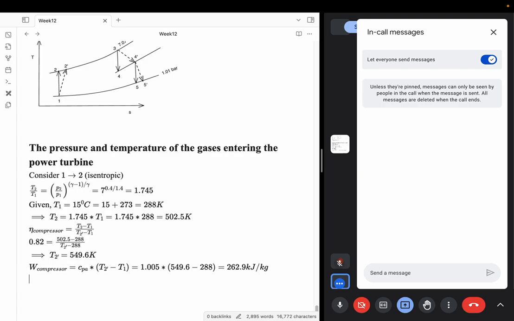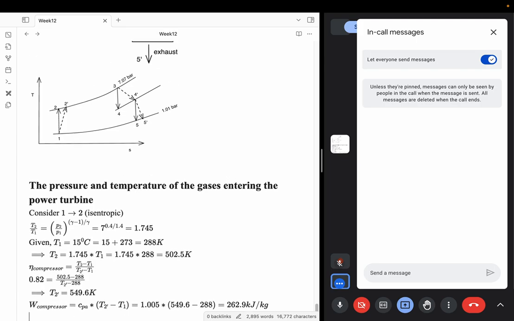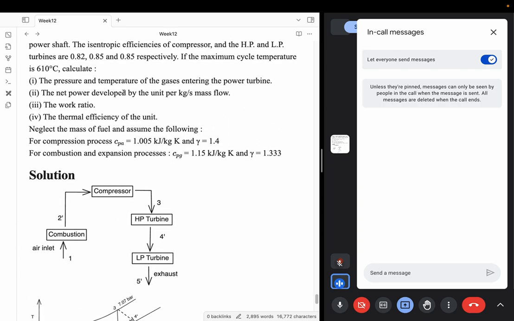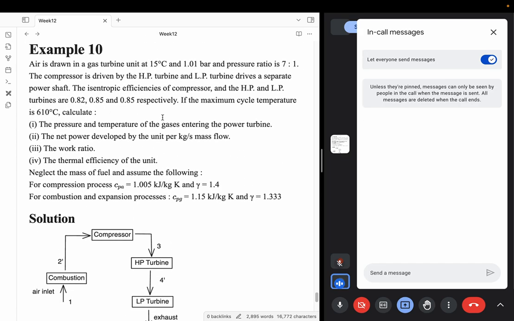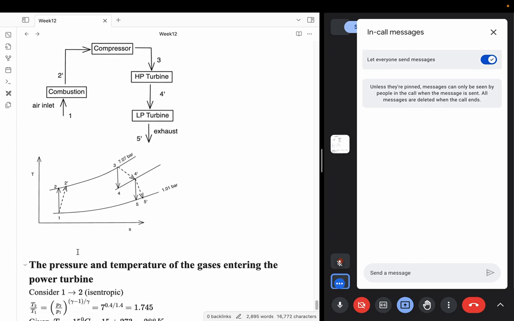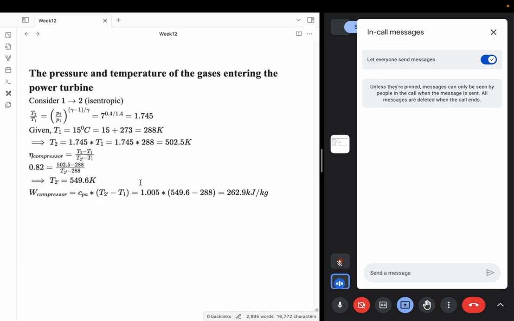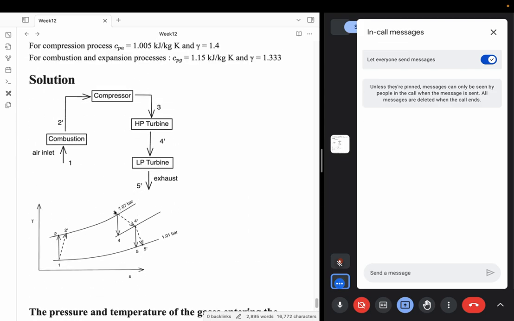So this is done. Now what is asked is the net work output, the net power developed by the unit per kg per second of the mass flow rate. So how will I do that? Even before that, we are asked to find the pressure and temperature of gases entering the power turbine. So we determined only state 2 prime. We are yet to determine state 3, state 4 and all this stuff. So we need to calculate state 3. How do I get state 3?